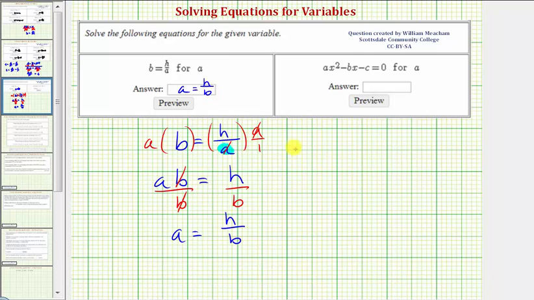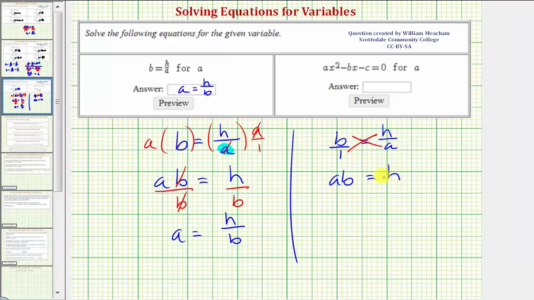As another option, starting with the equation b equals h divided by a, we could write b as a fraction, meaning b over 1. Now that we have a proportion, we could cross multiply and then solve for a. Notice if we cross multiplied, we'd have a times b must equal 1 times h. Well, a times b is just ab, and 1 times h is equal to h.